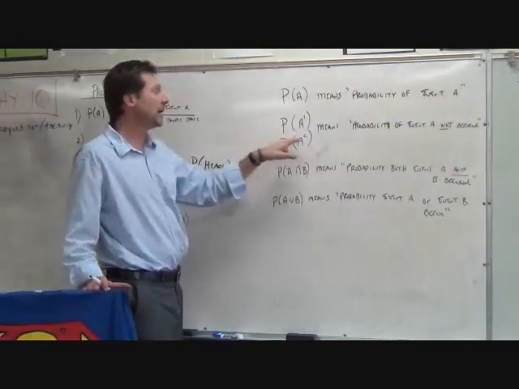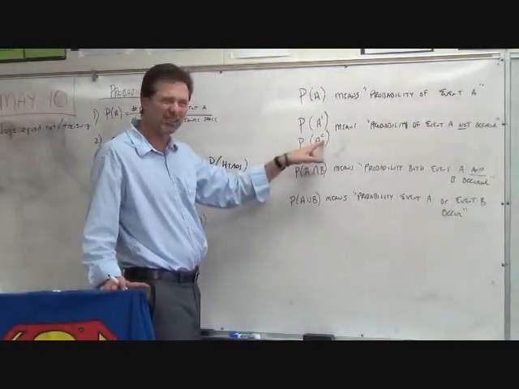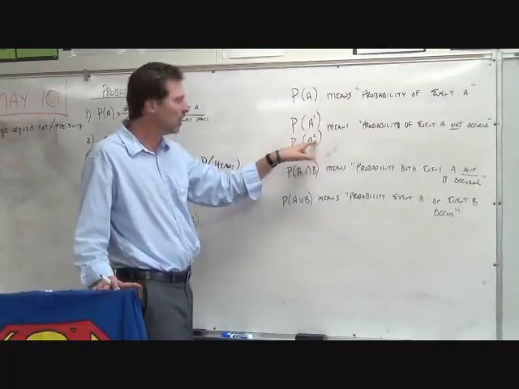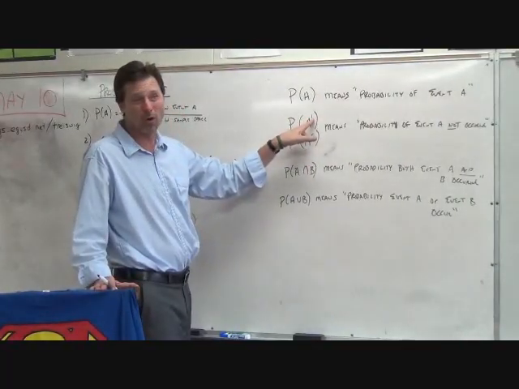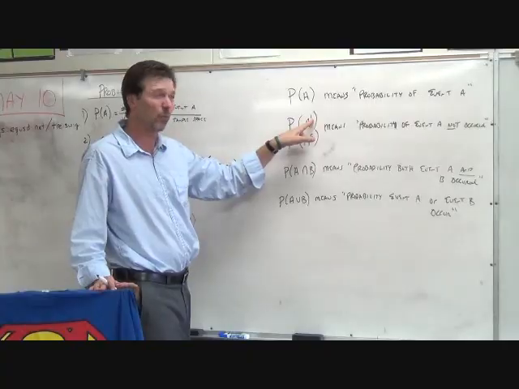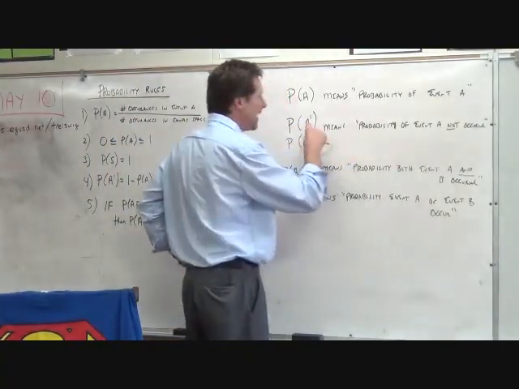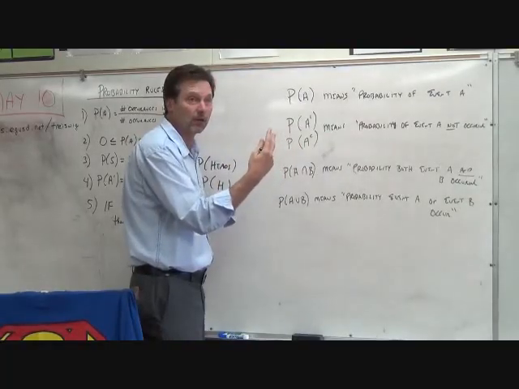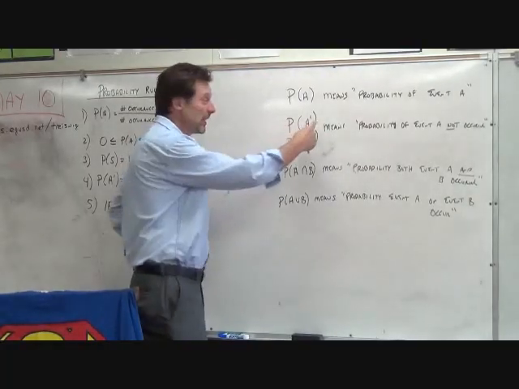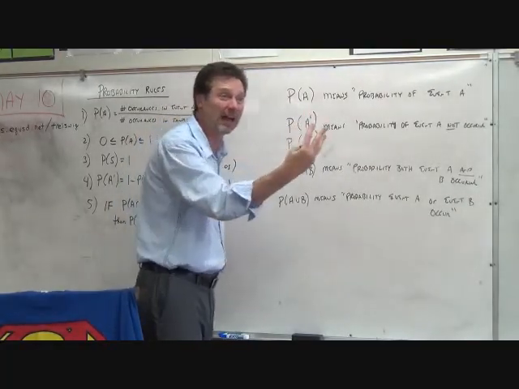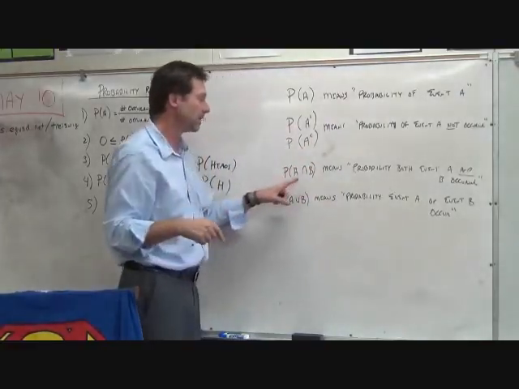The next one, now in our book, you'll see this little C on the top of an event, and on the test, more often you'll see this little hyphen above it. And what this means is we want to know the probability of event A not happening. Okay, it's called the complement. So if you see something like that, they want to know the probability of it not happening. We'll talk more about that in a minute.